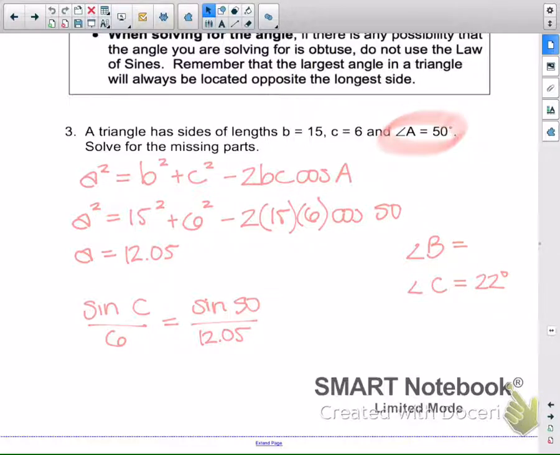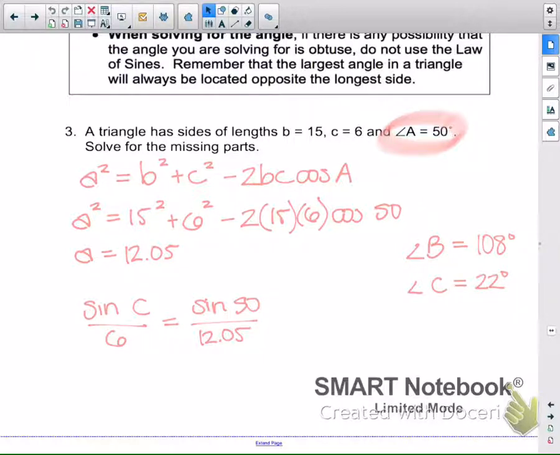What do you have to do? Just subtract the other two from 180, which means you get B is left over with how many degrees? 108. That would have given you problems if you had gone after finding angle B using law of sines. They would have given you an acute angle, and that would not have been the correct one.